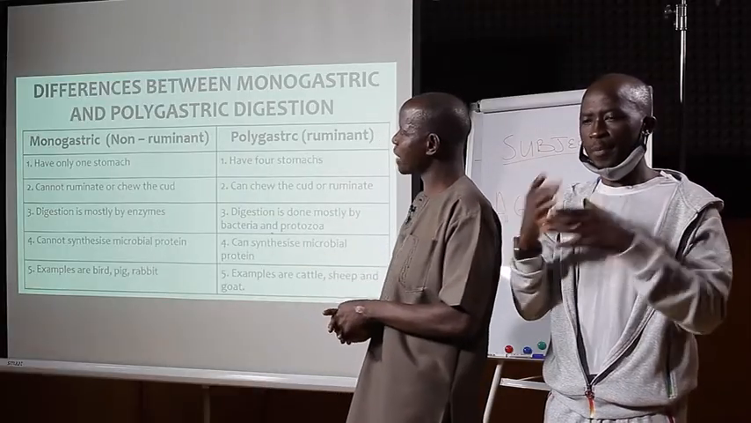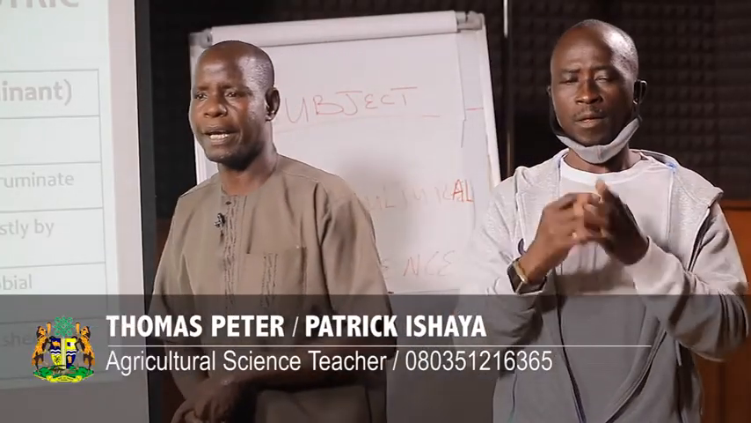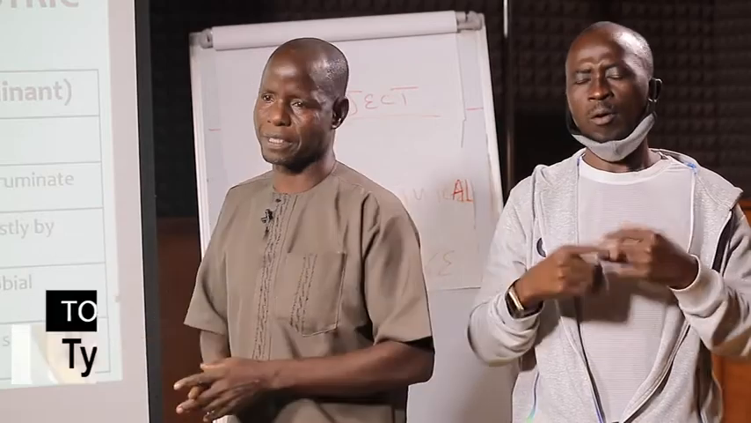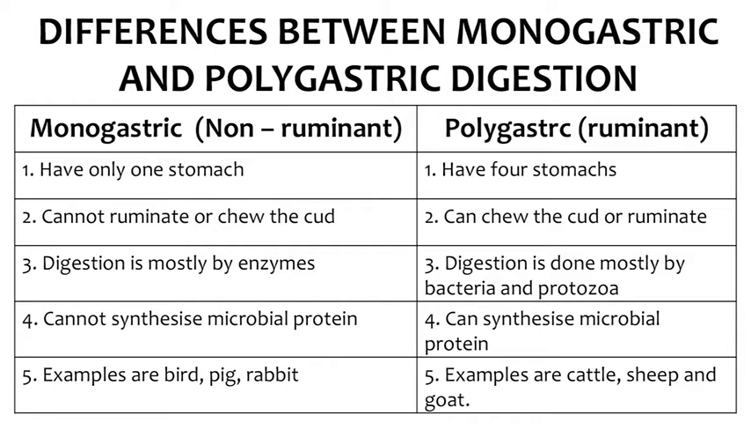Differences between monogastric and polygastric digestion. It is very important to note here that there are remarkable differences. One of the differences is that monogastric animals have only one stomach, but polygastric, that is ruminant animals, have four stomach compartments. Two, monogastric or non-ruminant animals cannot ruminate or chew the cud, but polygastric or ruminant animals can chew the cud or ruminate.